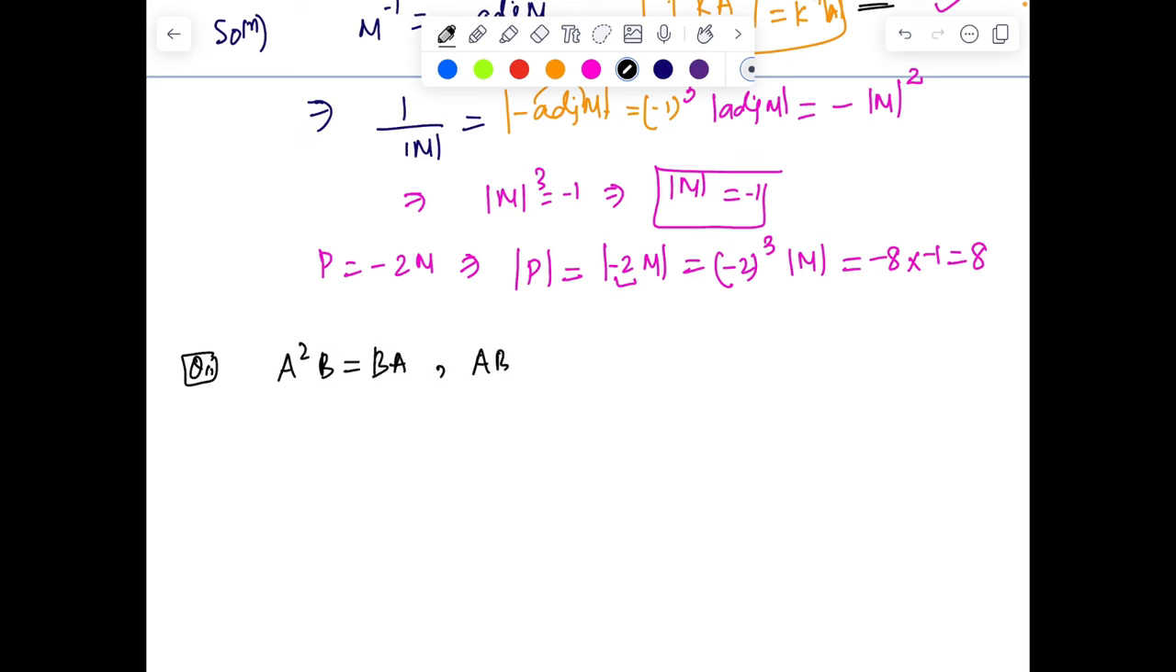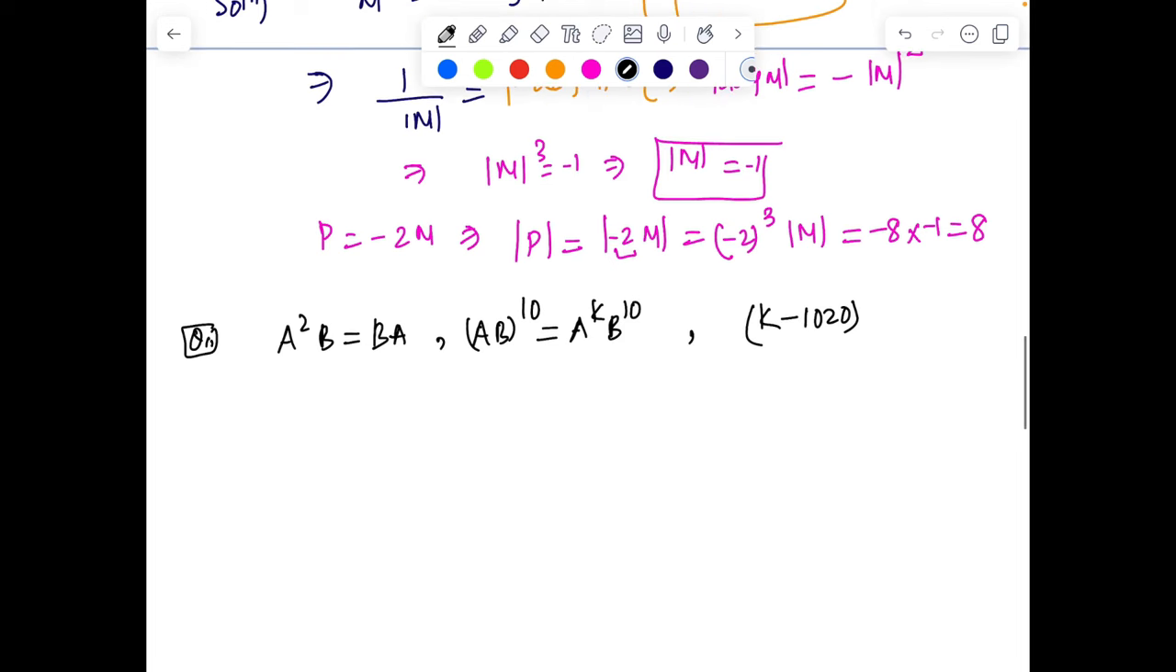Let's try the third one. Let's say A and B are two square matrices such that A square B equals BA, and AB to the power 10 equals A to the power K and B to the power 10. Then we need to find the value of K minus, let's say, 10, 20. Now again, as you can clearly see, we have to relate this quantity with this using the associative rule of matrices, because matrices in general are not commutative.